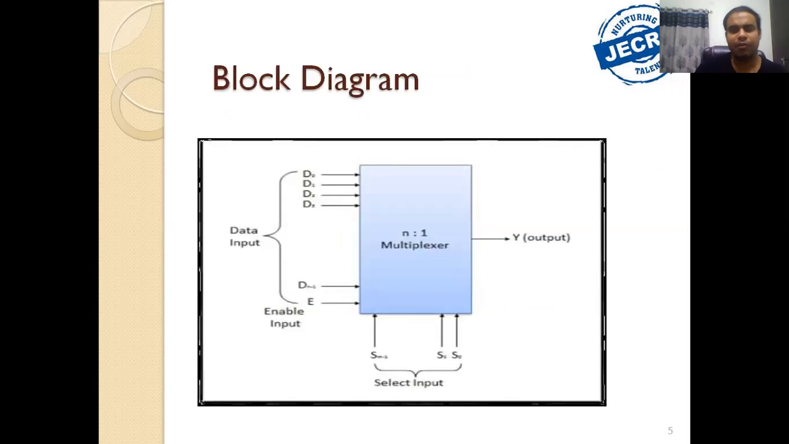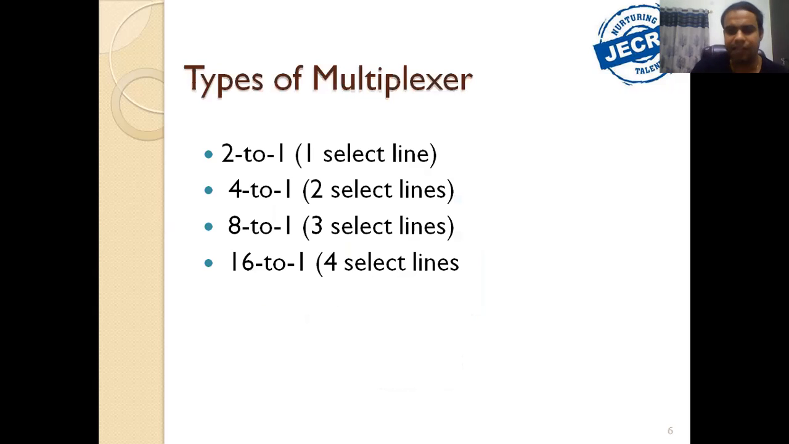Now we will look at the block diagram of the multiplexer. Here D0, D1, D2, D3 till Dn minus 1 are the data inputs. E is an enable, which takes input 0 and 1 only. If the value of E is 0, then our multiplexer will be disabled. And if the enable is 1, our multiplexer will be enabled. S0, S1 till Sn minus 1 are our selection inputs and Y is the output. Now, there are many types of multiplexers in our study.